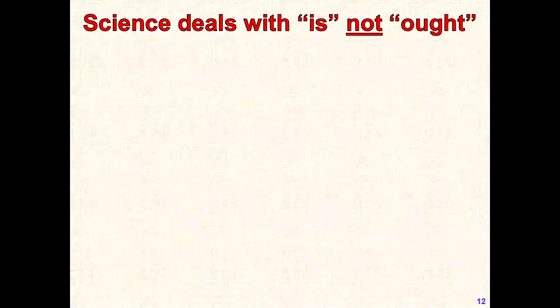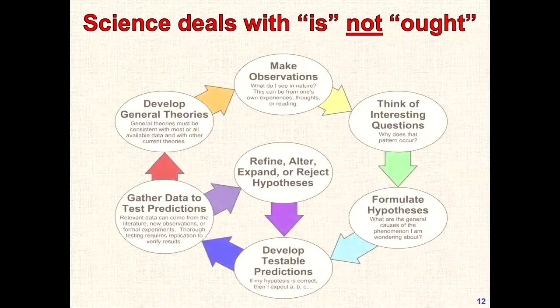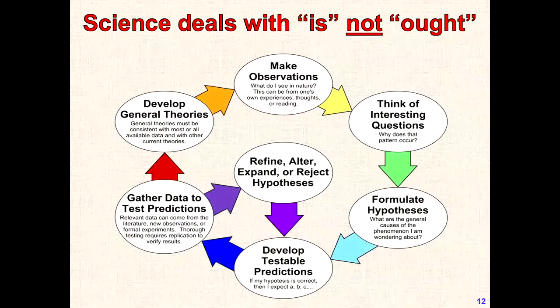Now, we all know, and certainly you know, that science deals with is issues. The state of the world is this, not ought issues or should issues. In other words, science philosophically does not tell you the way the world ought to be, it just tells you the way the world is. And we all know that going back to middle school science, scientific method, which is supposed to be policy neutral.